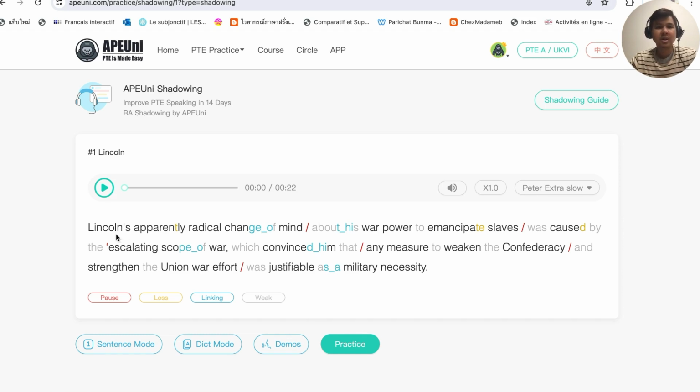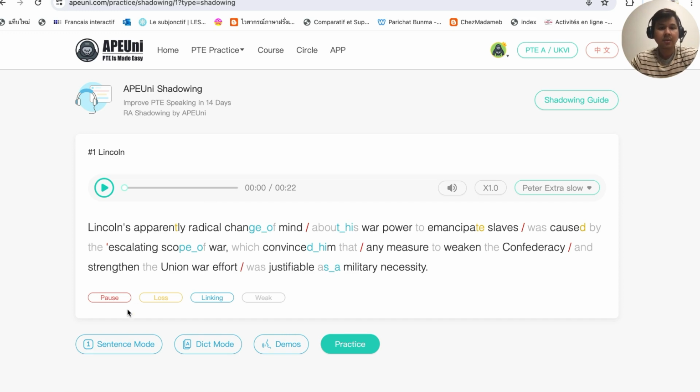In my opinion, we should go with this extra slow version, because if you're a beginner or your English level is not that advanced yet, it doesn't matter, you can start slow, and then later when your English level is better, you can change back to the normal version. But now we are going to choose the extra slow to shadow.